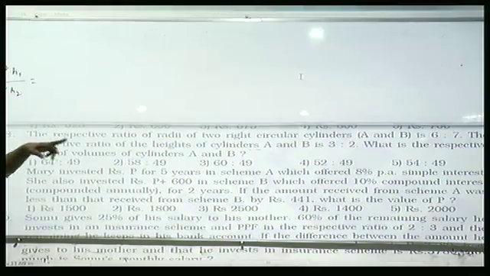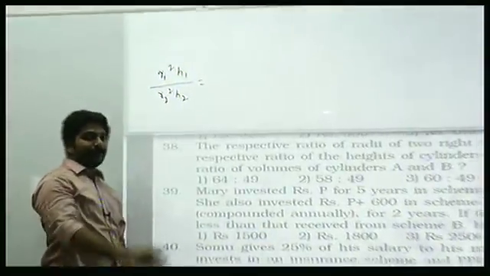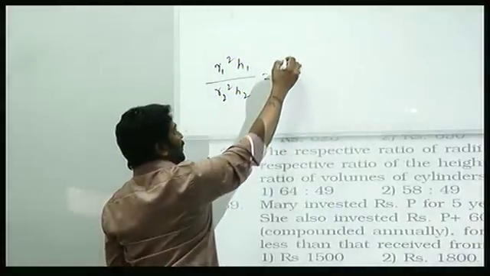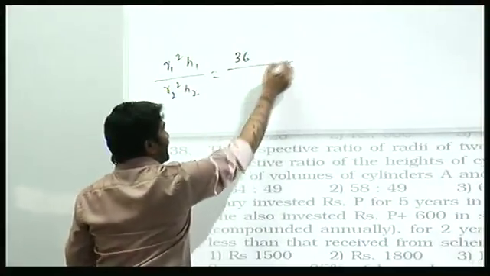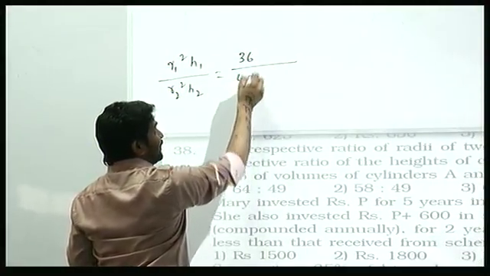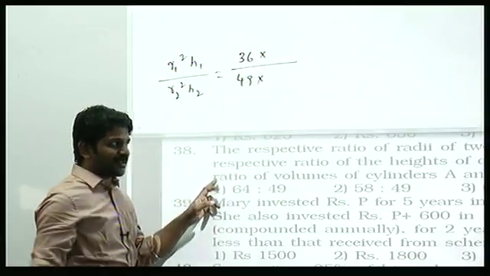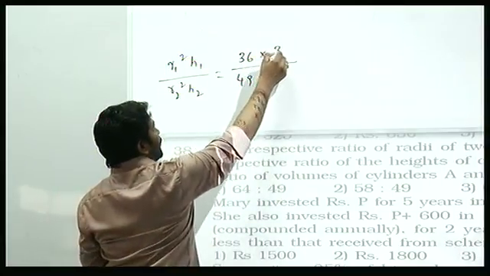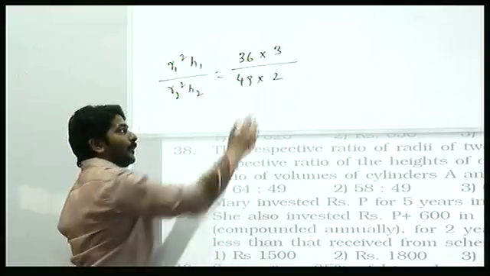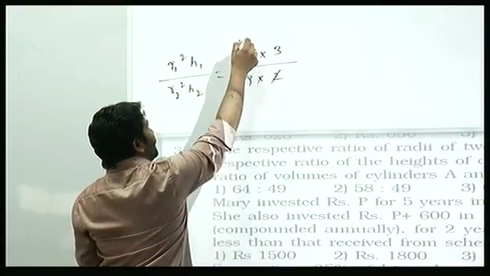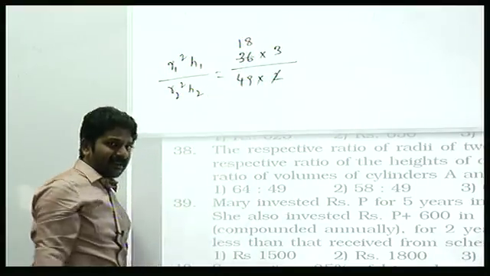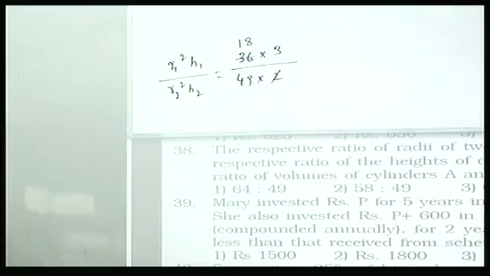Radius ratio is given as 6:7. So r1 square by r2 square, that is 6 square by 7 square, and then heights ratio is given as 3:2, so it is 3 by 2. 2 how many times? 18 times. No more cancellations, right? 18 3s 54 by 49. Fifth option.